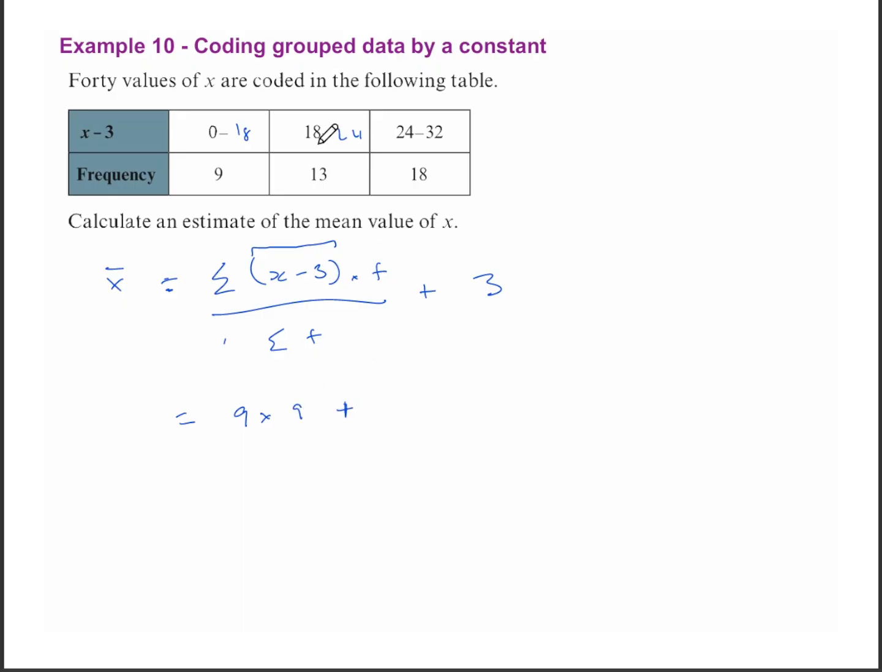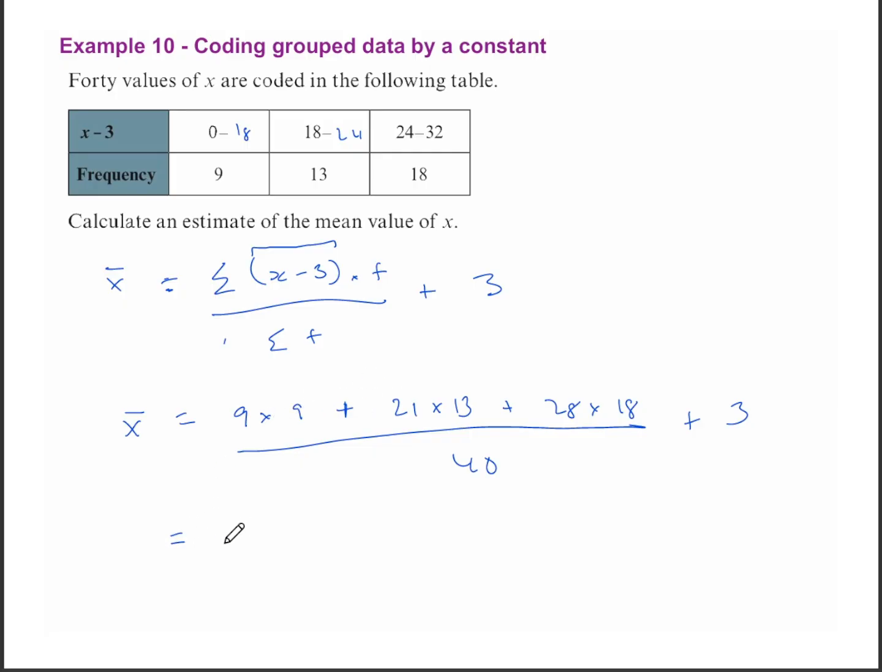Then we add and do the same thing, find the midpoint of 18 to 24, which is 21, multiply by 13, which is the frequency of that 21 happening. And then the last class, where the midpoint is going to be 28, and we multiply by 18, which is the frequency, divided by 40, which is just 9 plus 13 plus 18, the total number of frequencies that we have. Then we will add 3 to it, which was what we subtracted to get our coded data initially. And that will then give us our mean of the original data that we have before the coding.